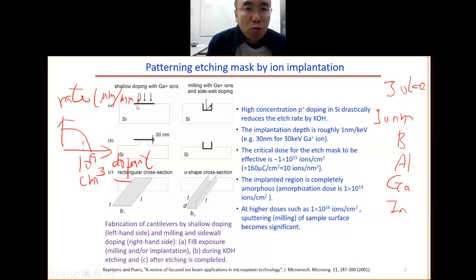As a result, first you do the ion implantation using gallium ion, and you get about 30 nanometers. Then you use the KOH etching, so you have the undercut etching, leaving behind this implanted area to get a beam structure. Then with even higher doses, it will keep milling and the material will be removed. Again, because of the backscattering, the bouncing back of the gallium ion, the side wall will also be doped with gallium to about 30 nanometers. In the end, when you do the KOH etching, you get the U-shaped structure. The U-shape is heavily doped silicon.